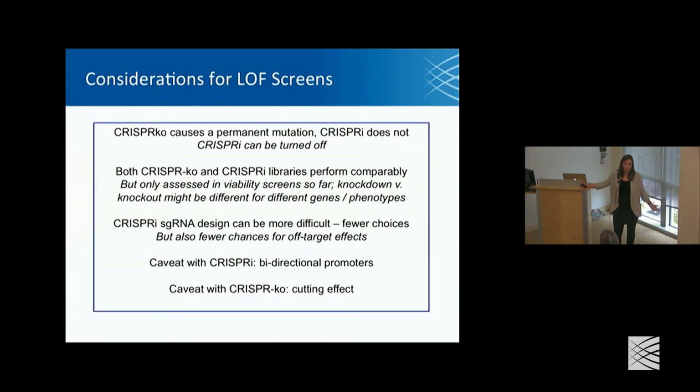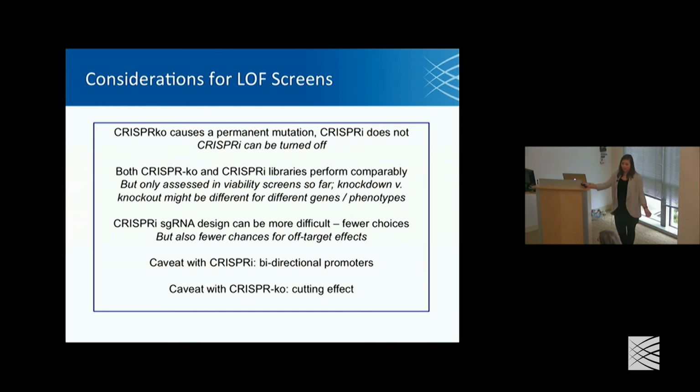There are certain considerations one must make when considering loss of function screens. Obviously, CRISPR knockout is a double-stranded break, so it's a permanent mutation, whereas CRISPRi can be turned off. Both our CRISPR knockout and CRISPRi libraries perform comparably, and CRISPRi guide design can be a little more difficult. You have fewer choices because location is so important. However, there are fewer chances for any off-target effects. There's a caveat with CRISPRi, which I'll go into in a bit, about bidirectional promoters.